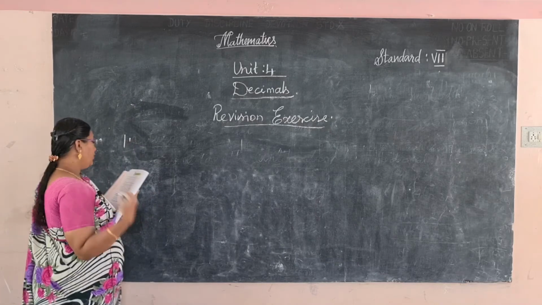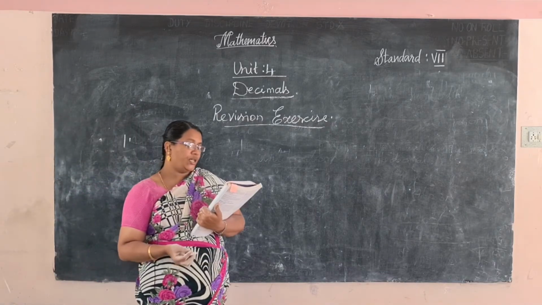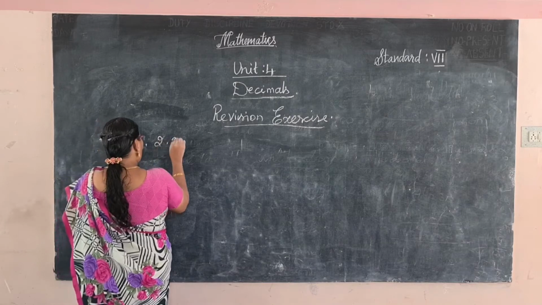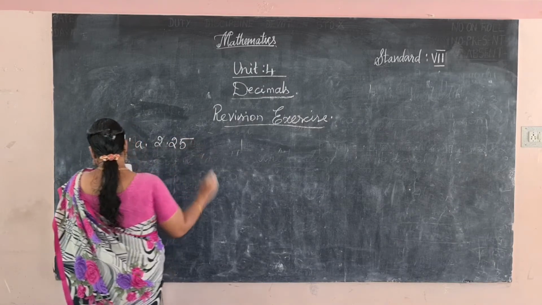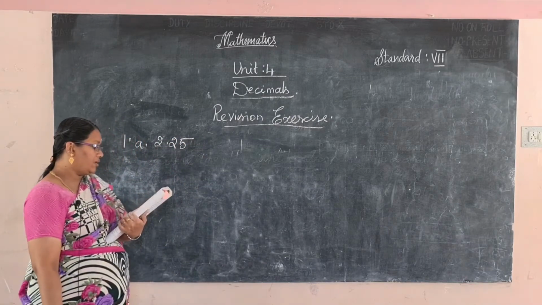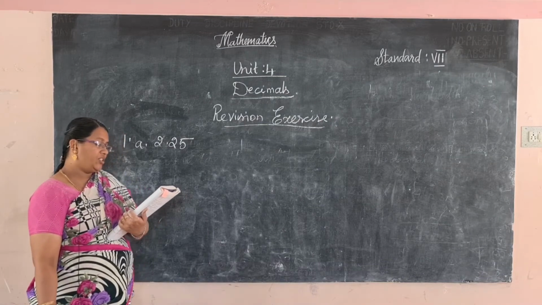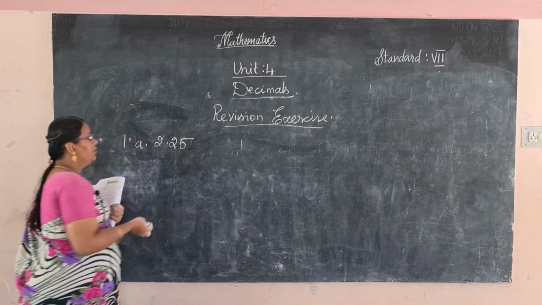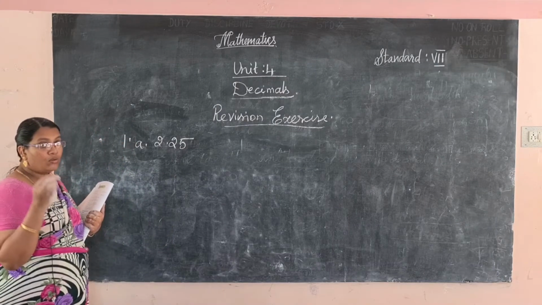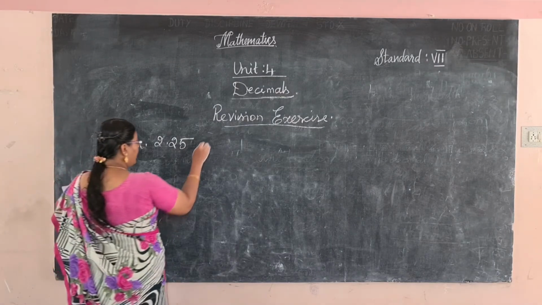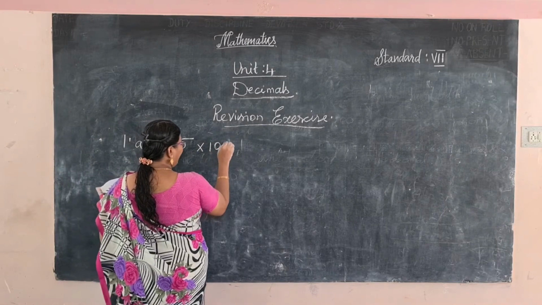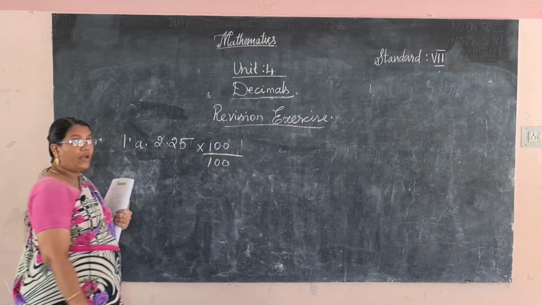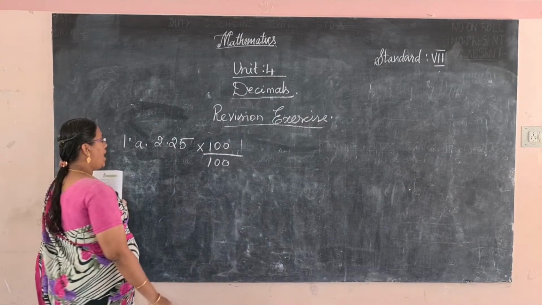First one, convert the following decimals into fractions. So first one, A: 2.25 is given. So convert it into a fraction. What do we do? After the decimal point, how many digits are there? Two digits. So you have to multiply the numerator and denominator by 100. Okay, so numerator and denominator are multiplied by 100.